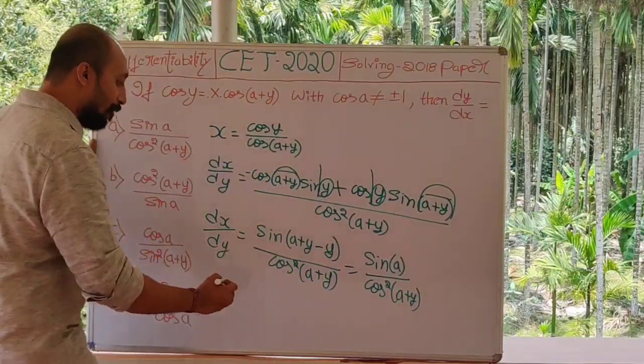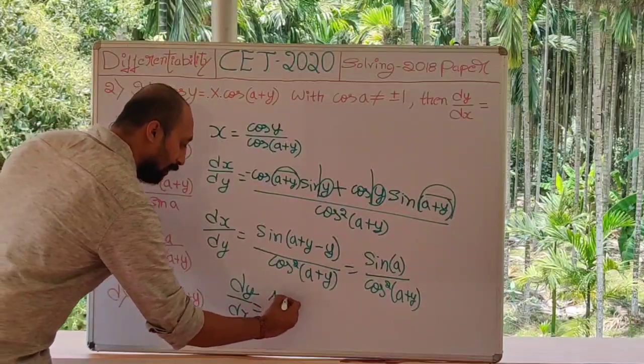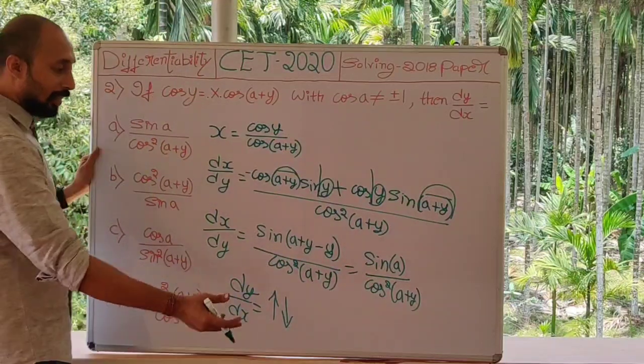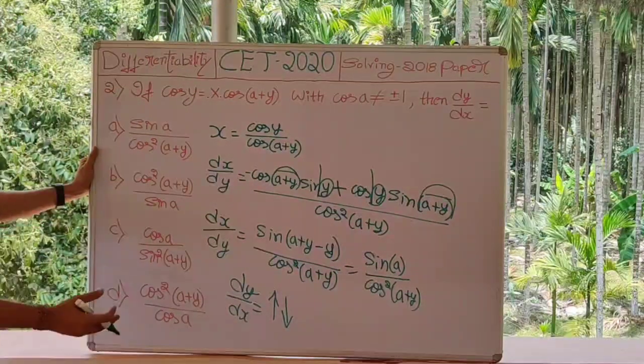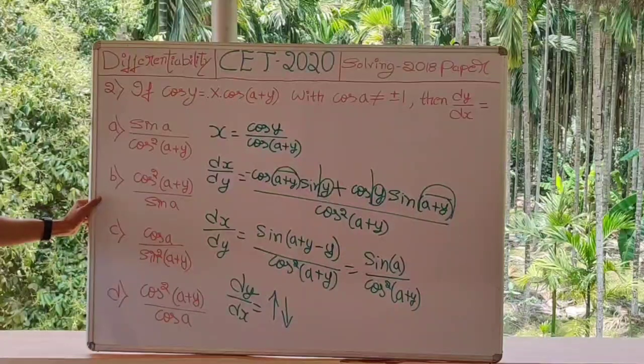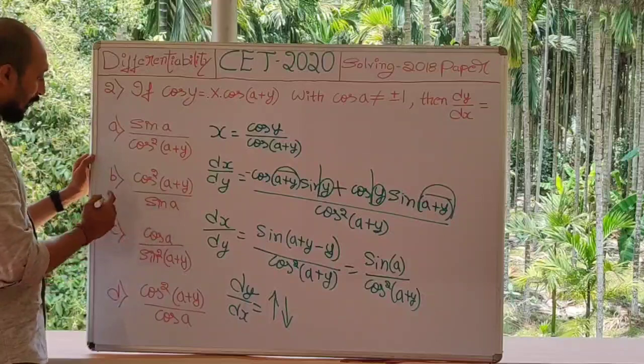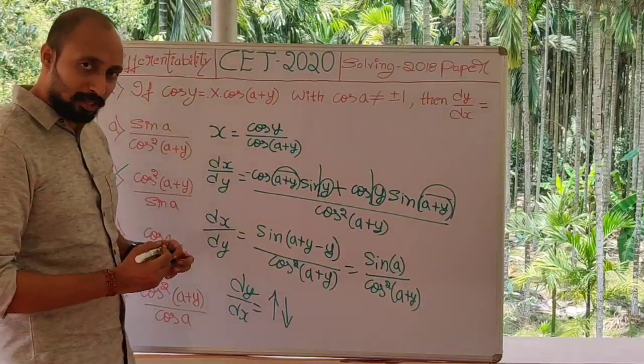So if I have to find dy by dx, I just have to take the reciprocal of this, and the reciprocal of that you can directly find: cos squared (a + y) divided by sin a. Cos squared (a + y) divided by sin a, it is in option B. So option B is your right answer.